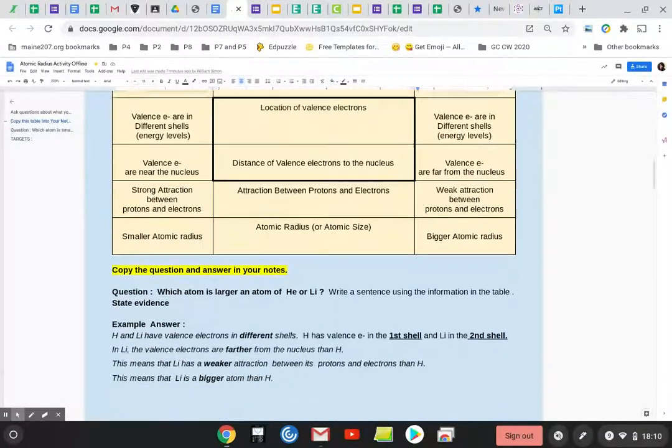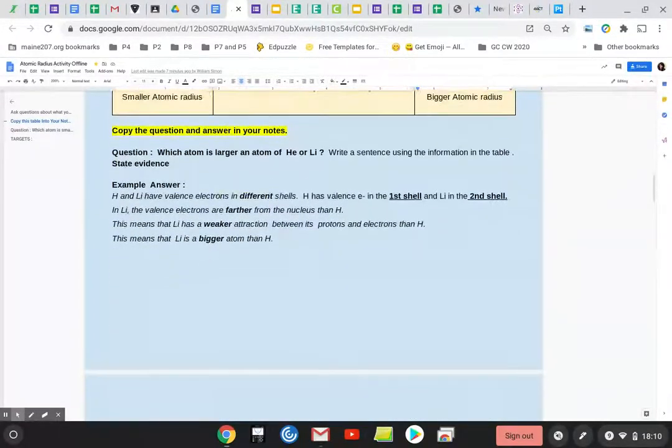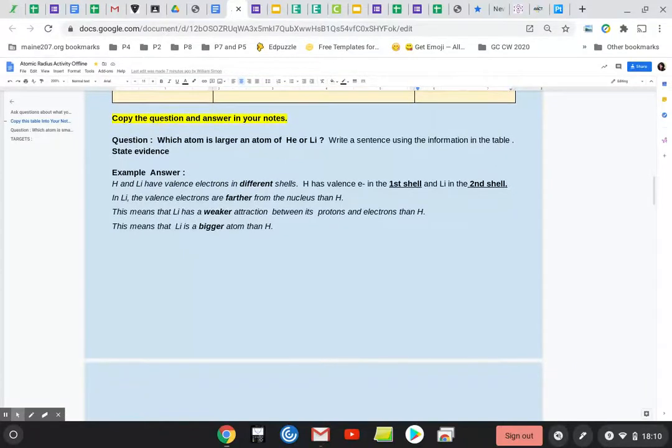The question is, which atom is larger, an atom of helium or lithium? Did I say helium? I meant hydrogen. Sorry, I think I had a typo. All right, there we go, fixing it. Write a sentence using the information in the table and state the evidence.